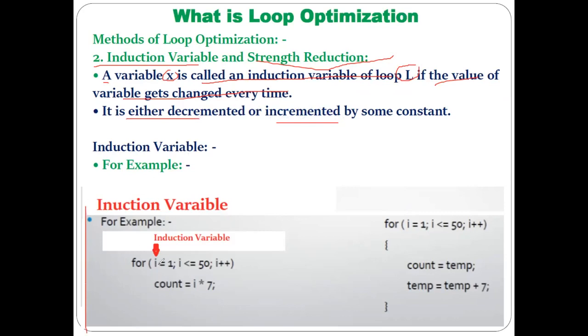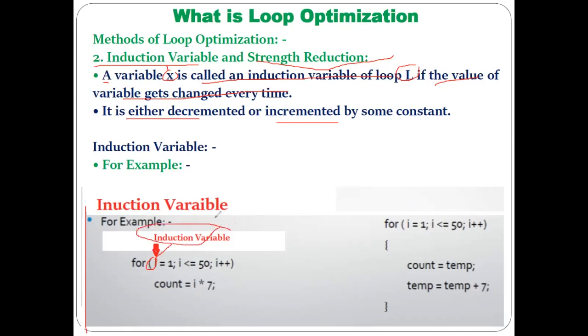Here a for loop is taken, for I equal to 1, I less than or equal to 50, I plus plus. So this loop will run approximately 50 times. The value of I will change every time, yes or no? Yes. So as we mentioned, a variable is called an induction variable if its value gets changed every time. So here I is nothing but an induction variable.